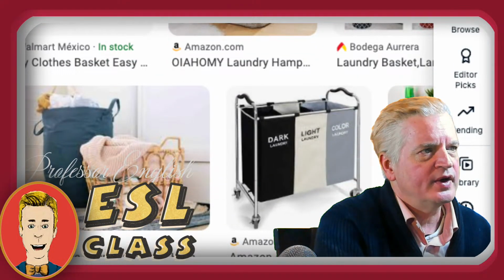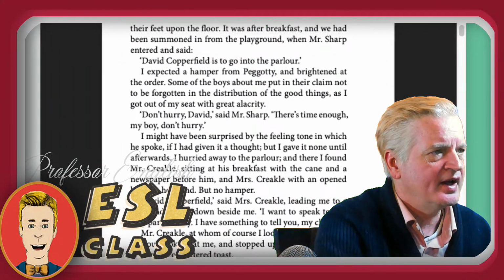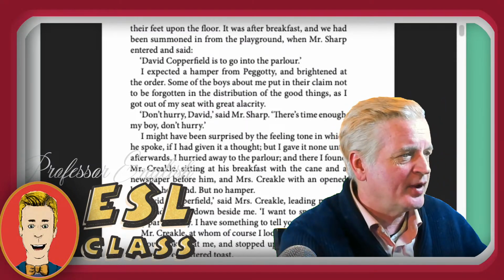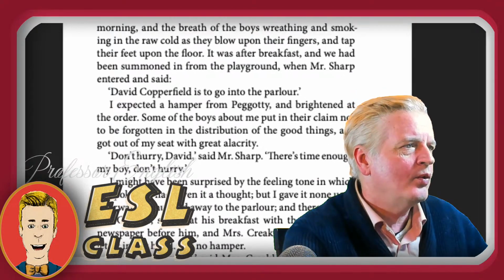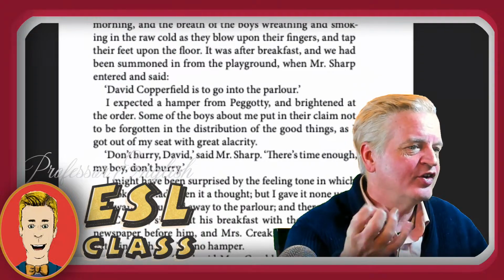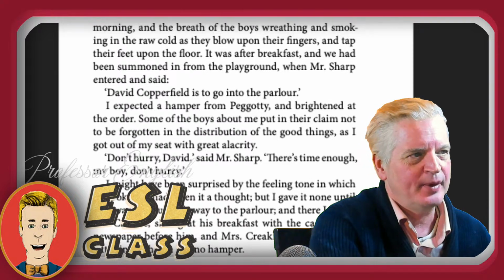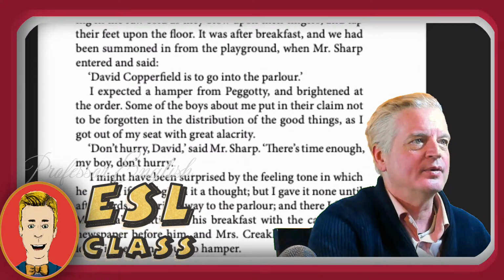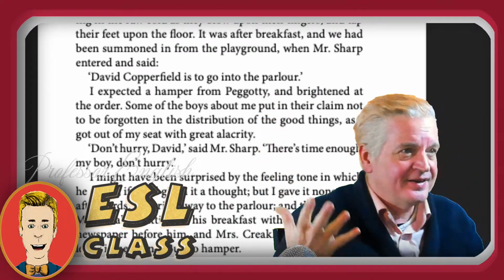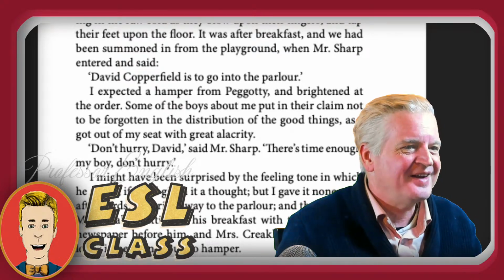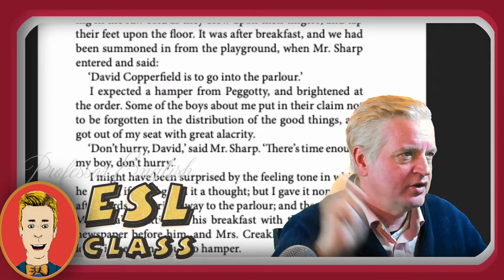But in the story, he says, I was expecting a hamper from Peggotty. Remember, Peggotty is the servant at his mother's house, but she's like his grandmother or his old aunt. They have a very close relationship. So what I think they mean by hamper here is like a basket full of good things like bread or treats or something like that. I expected a hamper from Peggotty and brightened at the order. So the teacher says, Copperfield, go into the parlor. And Davy's very happy. Oh, wow, a hamper from Peggotty. I'm going to get treats and food. So he was very happy when they told him to go into the parlor.